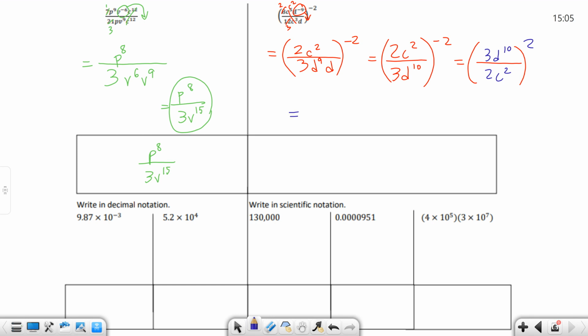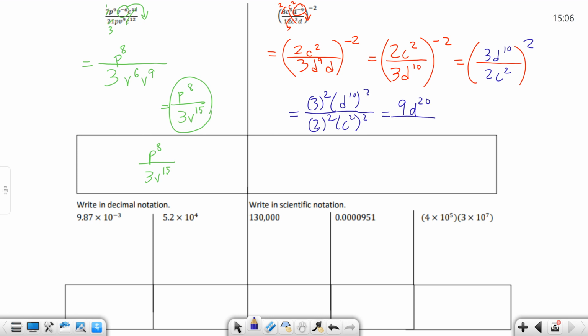And then the rule for, again, one term over one term, that rule says, hey, you can apply that squared to every factor. So 3 squared, d to the 10th squared, 2 squared, c squared squared. So look, don't get this confused. What is 3 squared? That's not 3 times 2. That's 3 times 3, which is 9. And then d, now you multiply those. 10 times 2 is what?